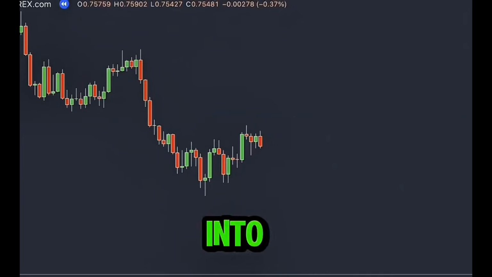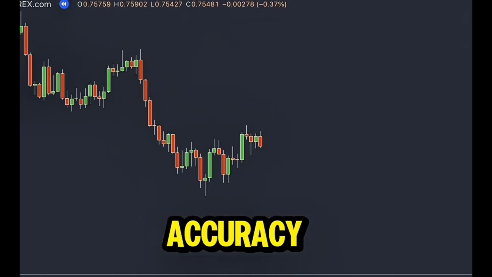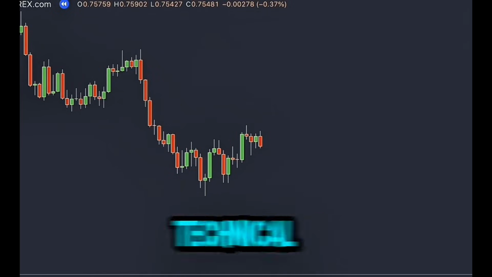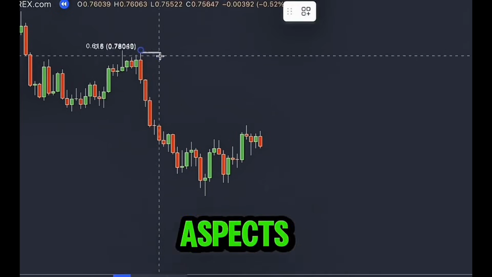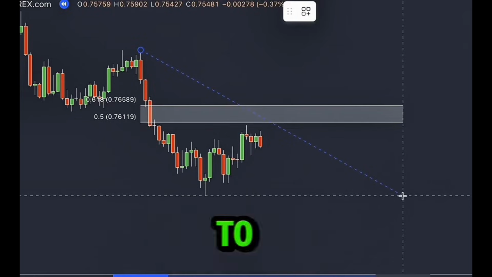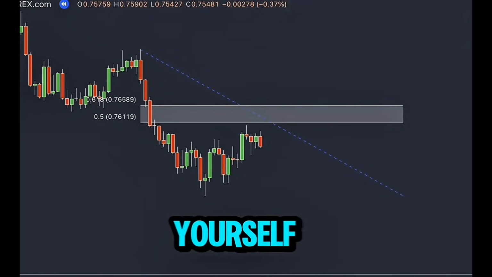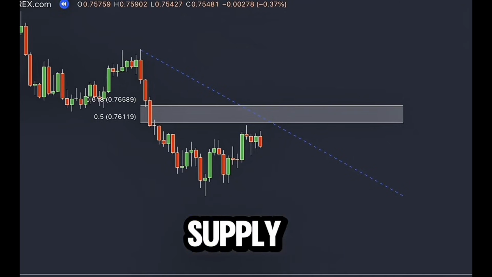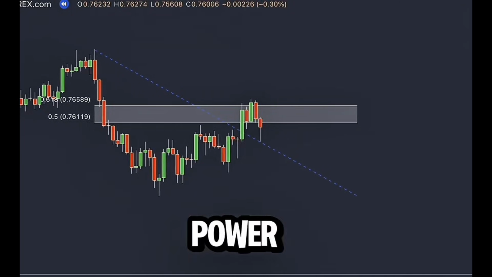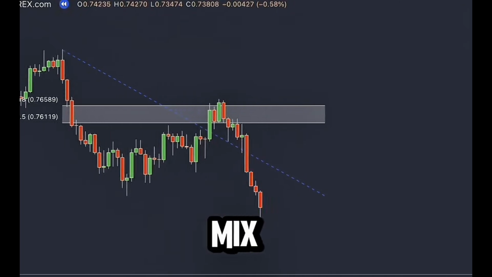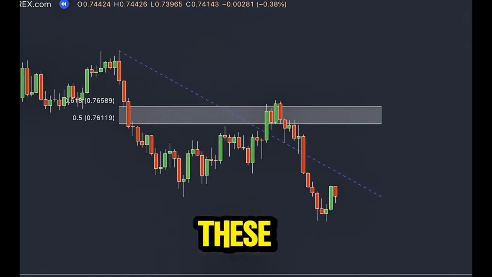Incorporating golden zones into your trading strategy can dramatically increase your accuracy and profitability. It's a method that combines technical analysis with the deeper psychological aspects of trading, giving you a more holistic approach to the markets. By mastering this strategy, you're not just trading, you're trading smart. Aligning yourself with the true movers of the market, mastering supply and demand, is just the beginning. When you add the power of Fibonacci and golden zones into the mix, you elevate your trading to a whole new level. These are the strategies that can help you trade like the big players, maximizing your potential for profit while minimizing your risk.